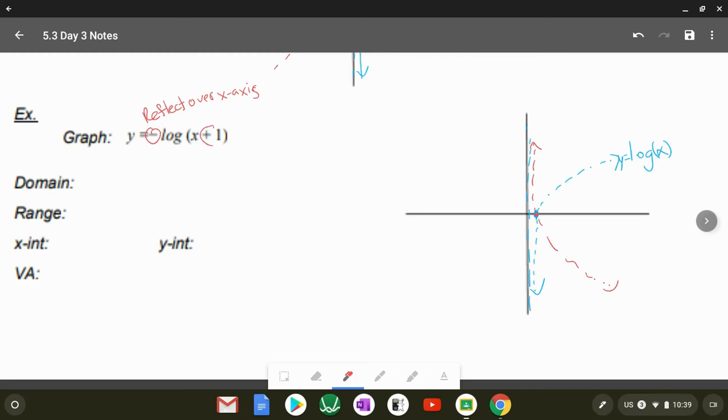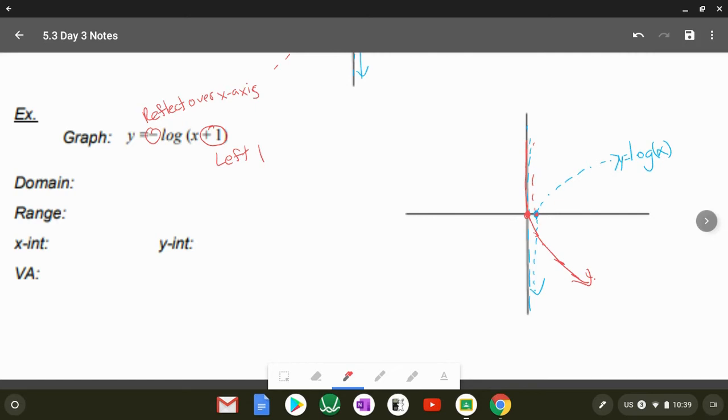But then we also have a horizontal translation. This means we are going left. Remember, opposite inside, left 1. So each point, which we only have 1 here, is going to go left 1. So this right here, because it was at (1, 0), is going to go left 1. And now that is our final graph. Once you're done, you can either really darken.